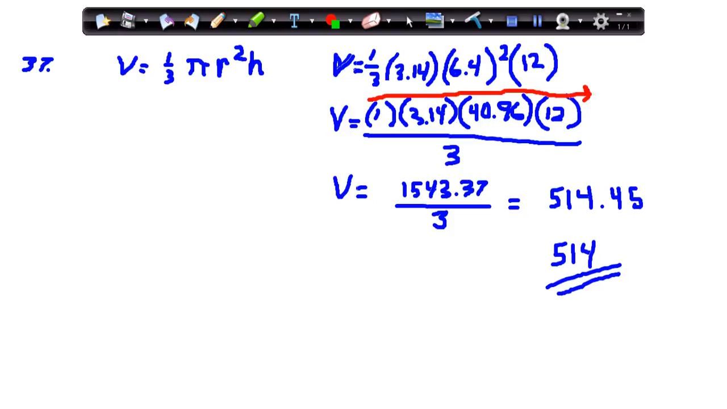Or, I was showing someone this: you can convert 1/3 to a decimal. We did the 1 times 3.14 times 40.96 times 12 over 3, and that's how we came up with this. Even when I got my final answer, 1543.37 divided by 3, you could convert the fraction to a decimal by taking this number 3 and dividing it into here. If you want to do that, I don't see why. I just showed you an easy way to do it, but I'm just showing this to you.